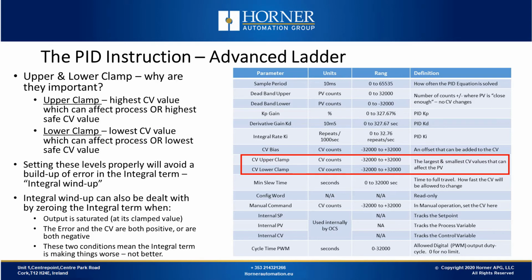They're important because our PID instruction is not spending any time trying to drive the output to a level that doesn't do anything, which reduces error and will help reduce integral windup. There are other things you can do to deal with integral windup. In addition to clamping your CV, you can zero the integral term when the output is saturated at its clamped value, or when the error and CV are both positive or negative.